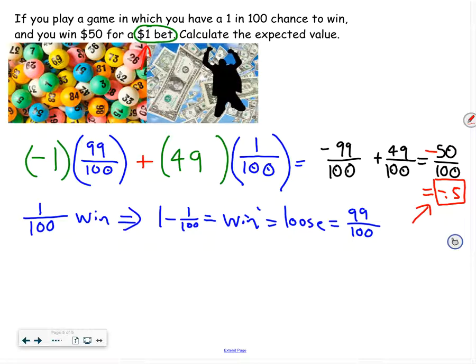Okay, so that's expected value. Go ahead and highlight any questions you might have and bring them to class tomorrow.